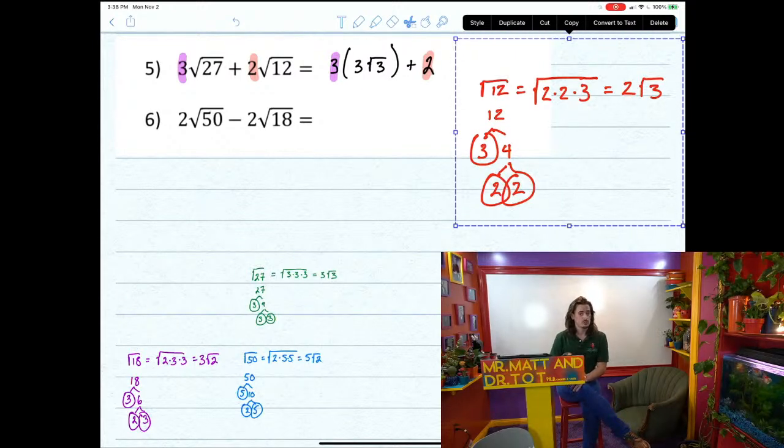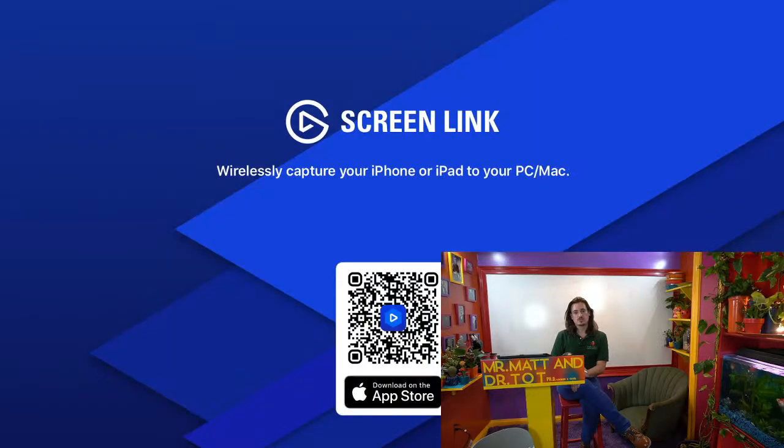Now, if it was the cube root, you would need 3 values underneath the radical to pull 1 outside. If the index value was 4, you would need 4 values underneath the radical sign to pull 1 outside, and so on and so forth. But here we have the square root, so we can pull 1 2 outside of the radical because we have 2 2's underneath of the radical.